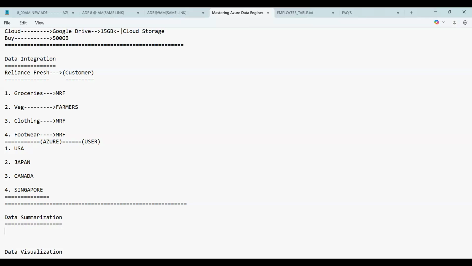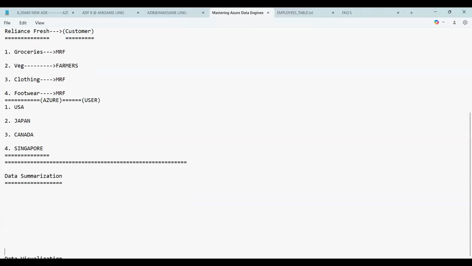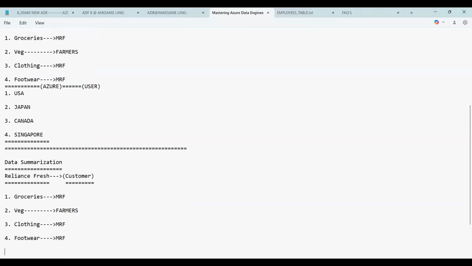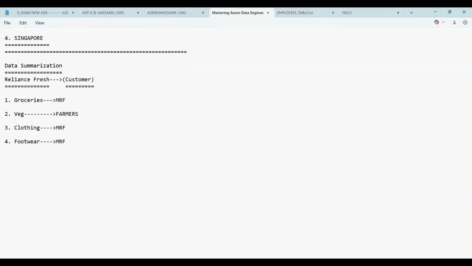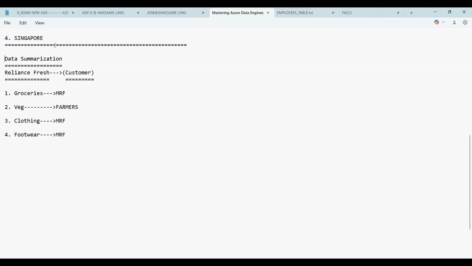So what is that? Let us try to see this, guys. This is a very important one. Now guys, let's take the same example. Here you have a Reliance Fresh. Now in this, you as a customer walked in, but I have made a small change. What is the change? Now there is a user here. The user has walked in to the Reliance store.